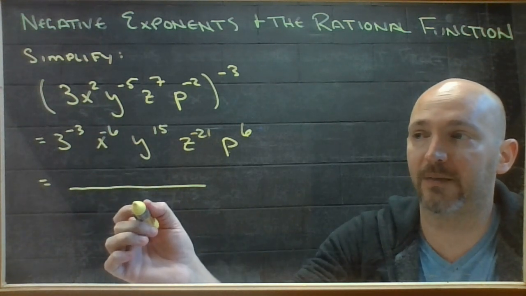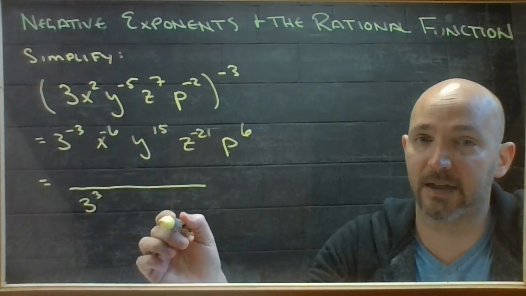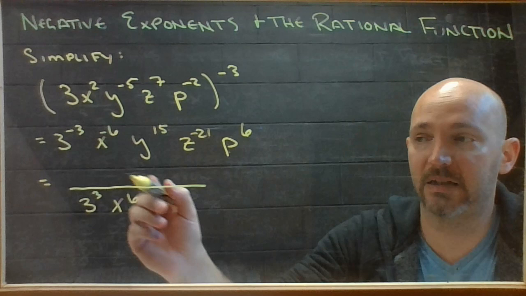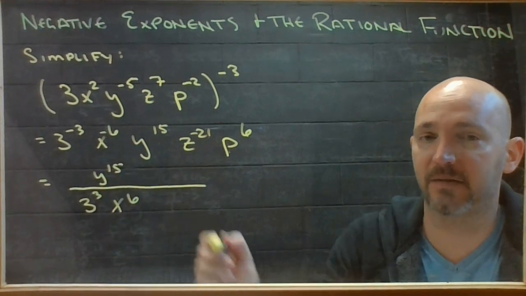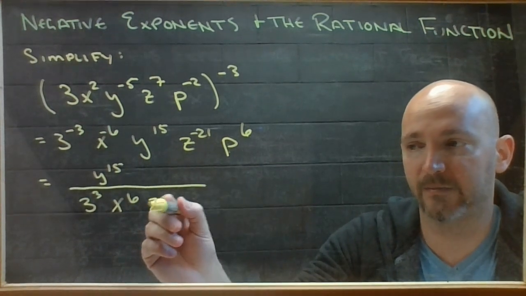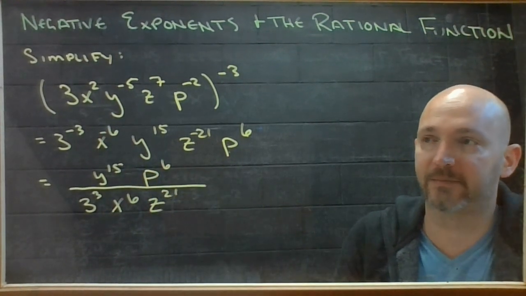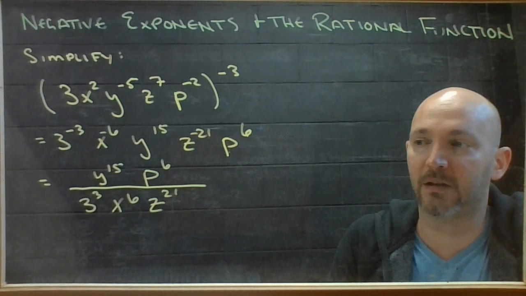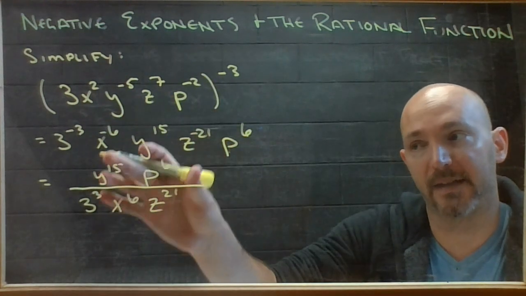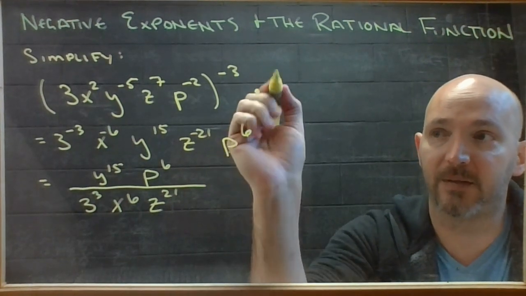I see 3 to the -3, well, negatives go down here. X to the -6, negatives go down here. Y to the 15, that's up in the positives. Z to the -21, negatives go down here. P to the 6, that's positive, it goes up there. All right, so if you can apply an exponent like that, then you can generate a fraction like this. If there was another one being multiplied here.